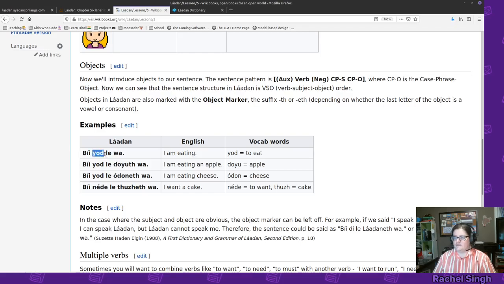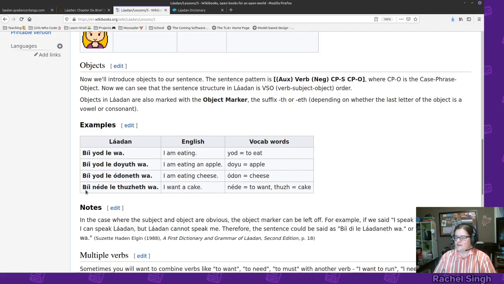So for instance, we have eat, I am eating. Be yodlewa, to eat. If we want to put an object that's happening, doyu is apple, th is the object marker, so be yodle doyuthwa, I am eating an apple. And again, I accented stuff, because I just feel like accenting stuff, that's how I speak, right? I'm eating cheese, be yodle odonethwa. I think, yeah, odon is cheese, and then you have to add the E and the TH because you don't want to have the consonants touching.